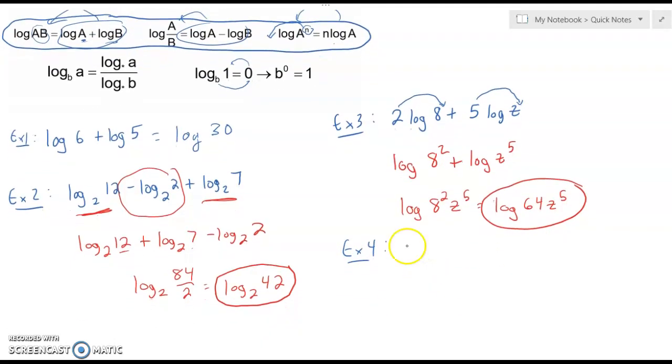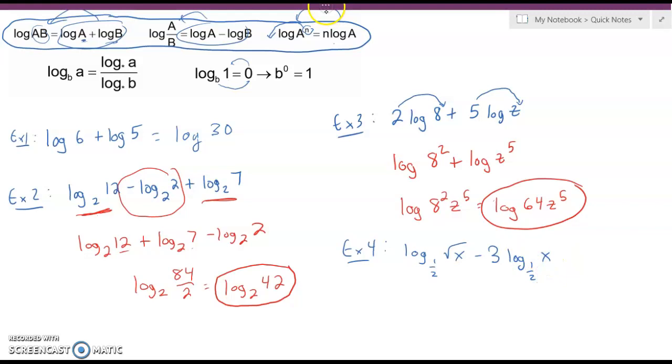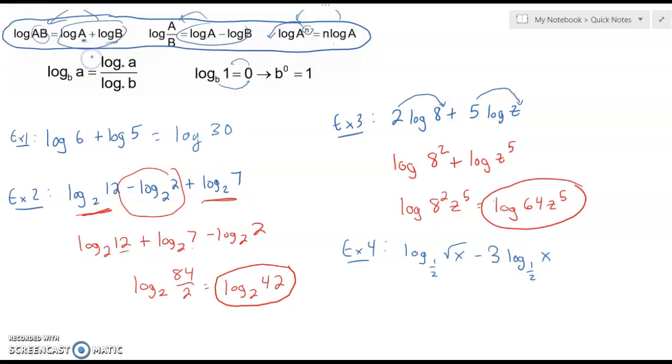Let's do log base 1/2 of the square root of x minus log base 1/2 of x to the 3rd. Actually, let's make that 3 log base 1/2 of x. All right, so here's our first step. We have some coefficients out in front. We're going to take care of those.